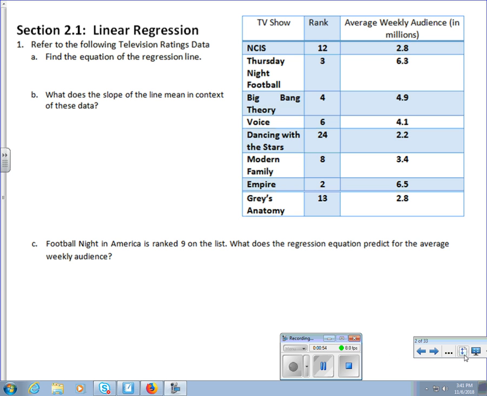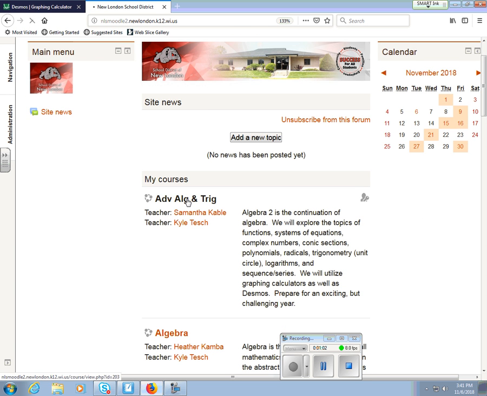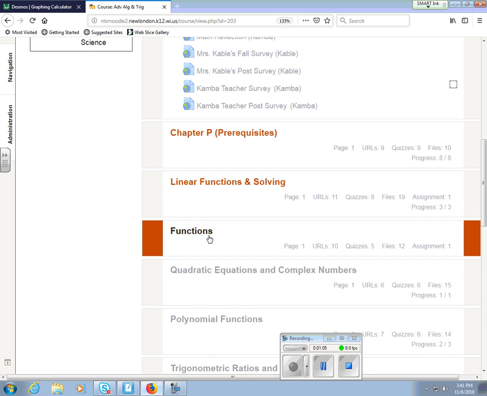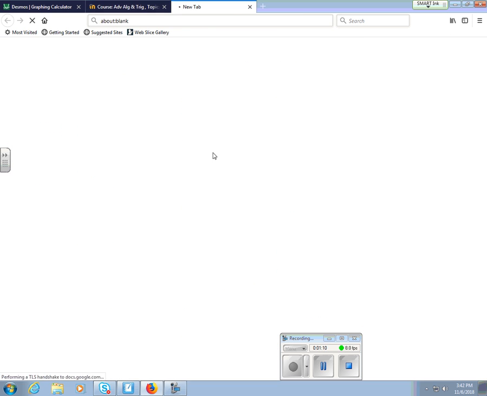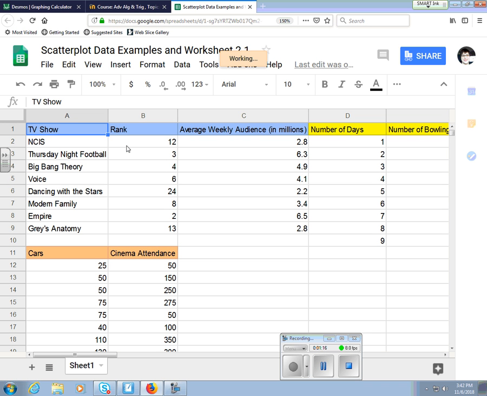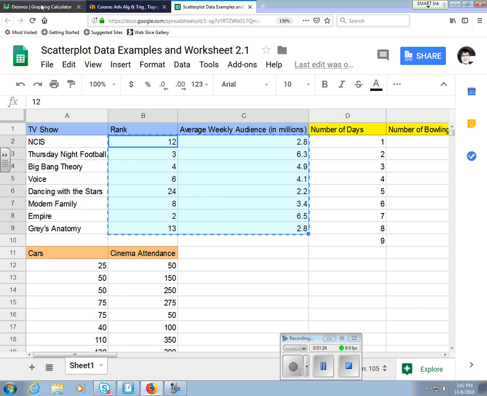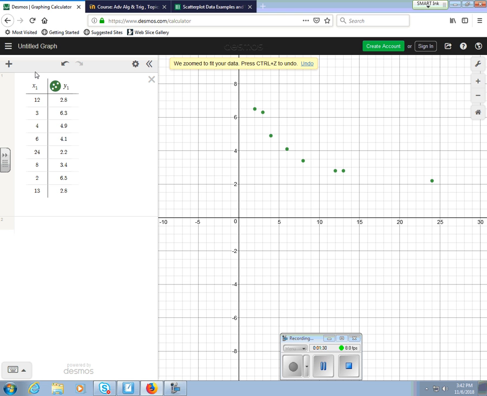So by using this kind of information, what I did on Moodle is I grabbed all this data that you could easily grab. You go onto Moodle, go onto our site, go onto Algebra Trig, go to Functions, and then go to Scatterplot Data. With the scatterplot data, we're not going to need the names of the TV shows. We're just going to need the rank and the average weekly audience. So I'm going to highlight that data, Control C, and of course open Desmos and do Control V. Notice it's really slick, it copies right in there so you don't even have to type it all in.